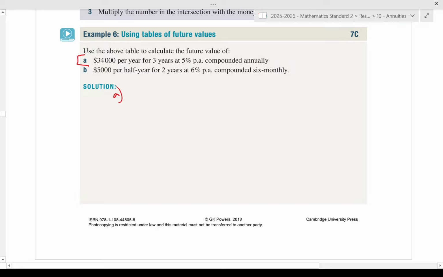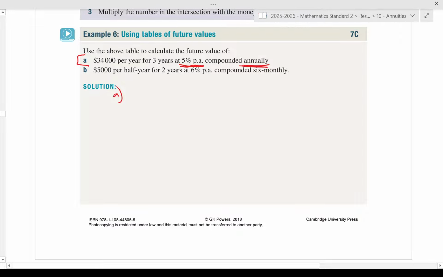Now, this is actually super simple once you get the hang of it. The main thing is you need to make sure that your interest rate and your compounding periods are the same, and then you just go from there. So we have a look at ours. We've got $34,000 per year for 3 years, 5% per annum. Excellent, compounded annually. So we don't have to change anything.